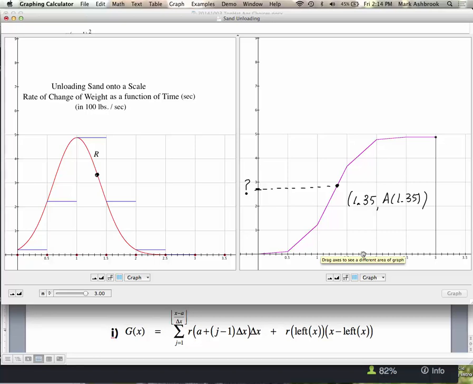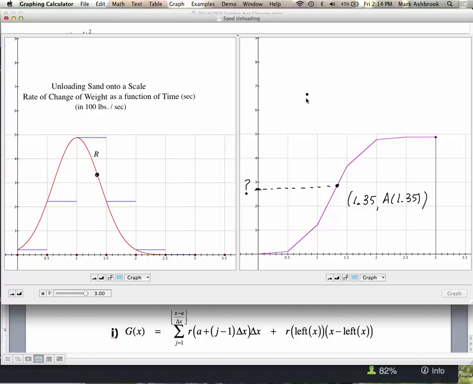Okay, what it means is at 1.35 seconds after the unloading started, there was a total weight of approximately 1.35 pounds on the scale, right? So 1.35 is the time since we started unloading. A of 1.35 then is the total weight accumulated approximately in those 1.35 seconds. Hopefully you said something like that.